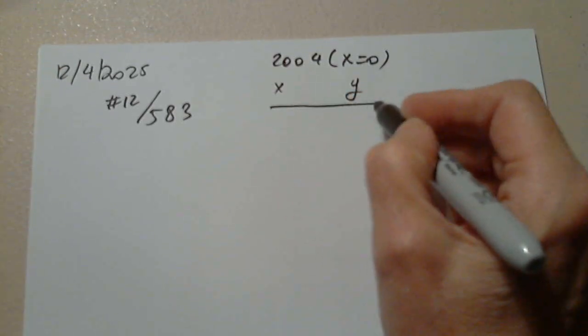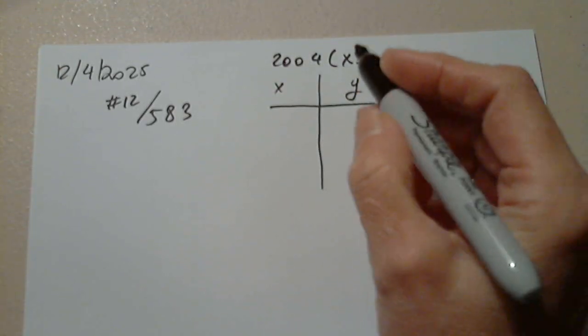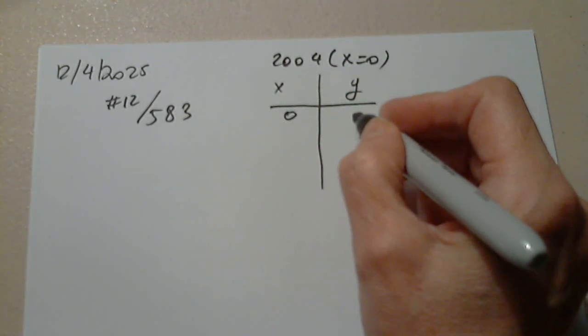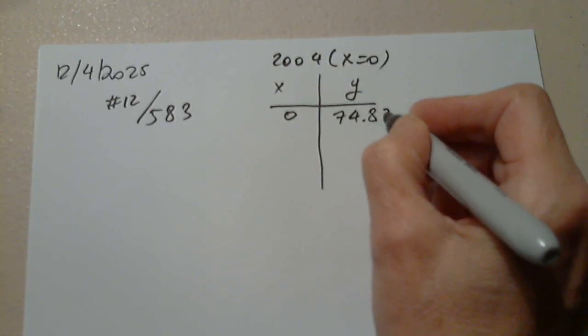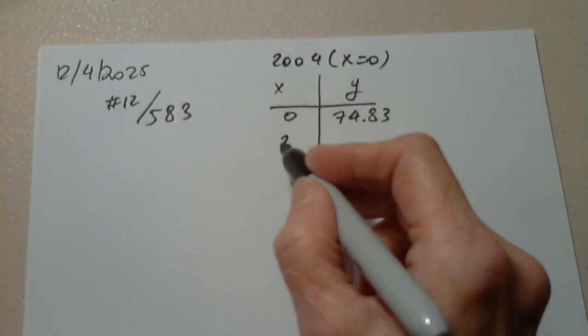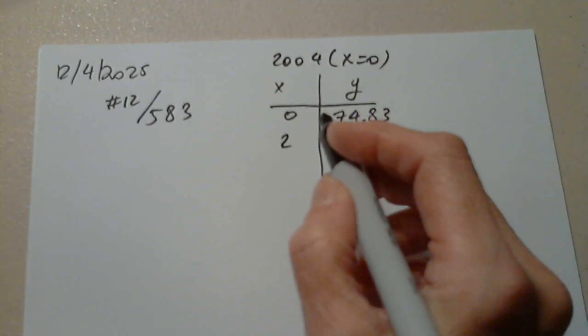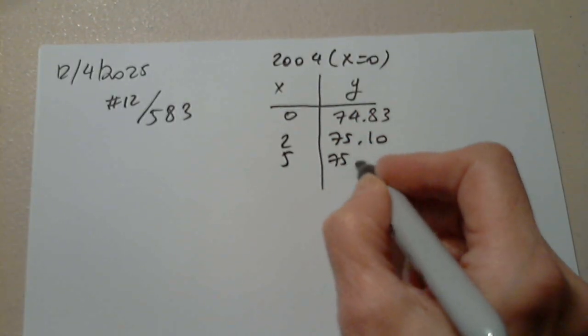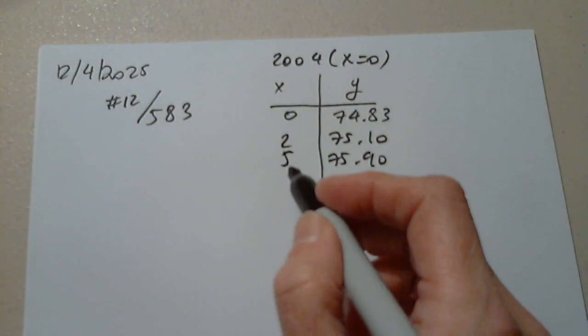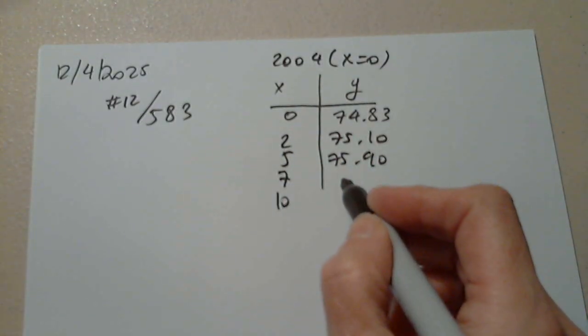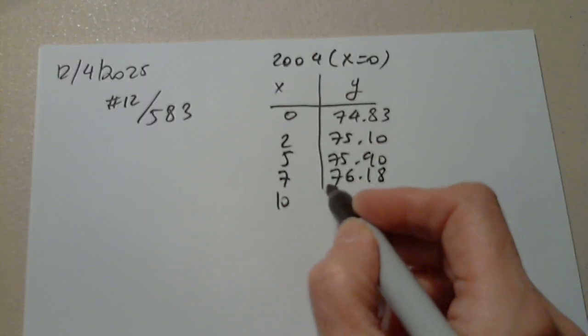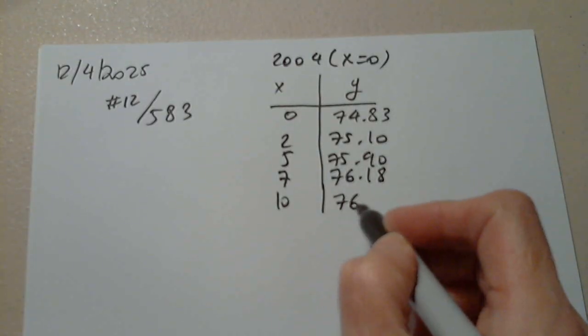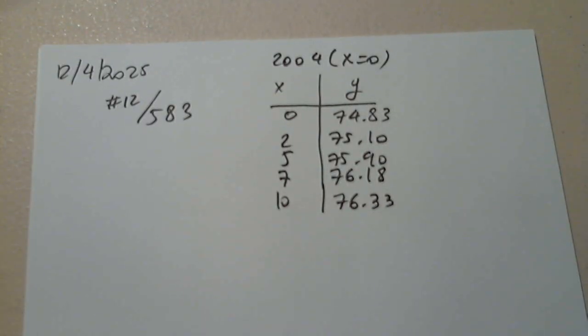and y is the life expectancy. And the table is 0 with 74.83, 2 to 75.10, 5 with 75.90, 7 with 76.18, and 10 with 76.33. So first I have to enter the data in the calculator.